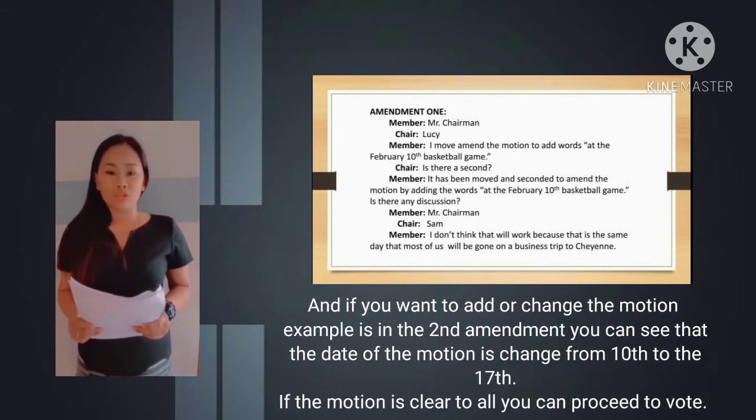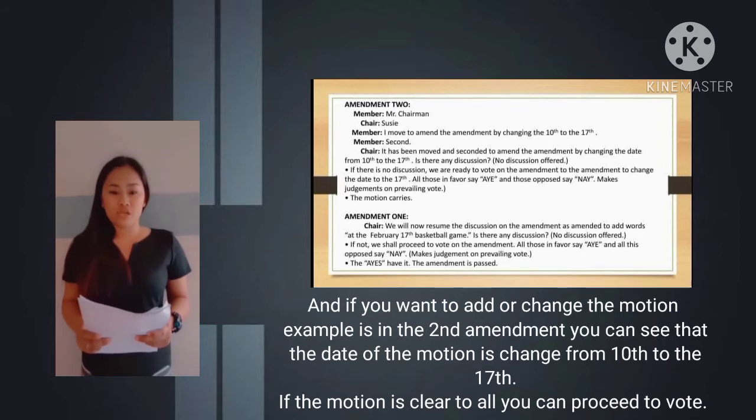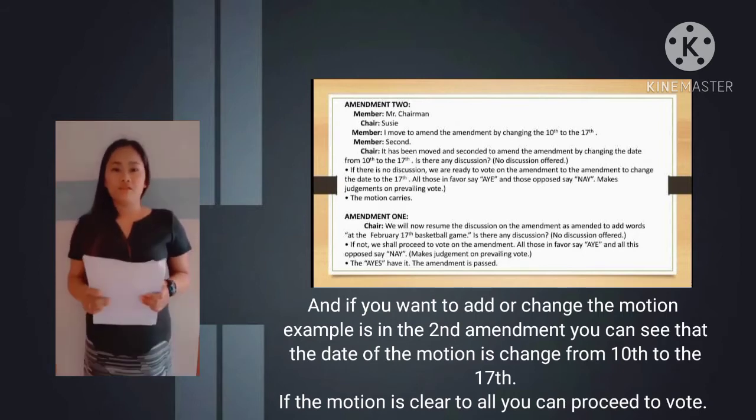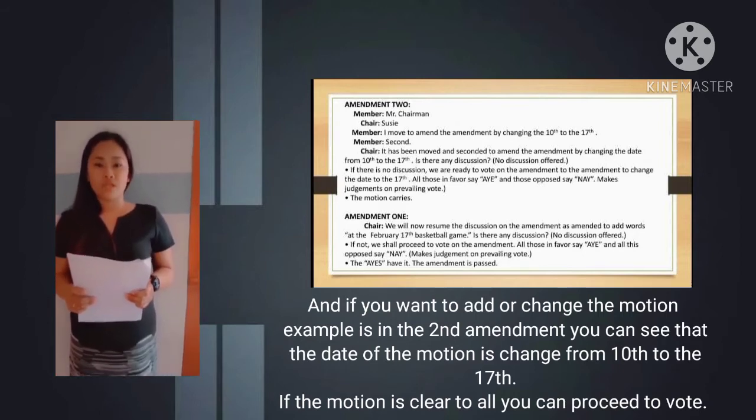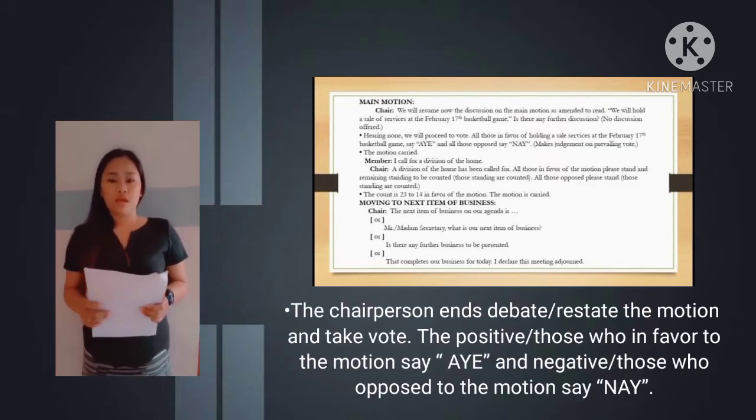If you want to add or change the motion, for example in the second amendment, you can see that the date of the motion is changed from the 10th to the 17th. If the motion is clear to all, you can proceed to vote. The chairperson ends the debate or restates the motion and takes the vote.